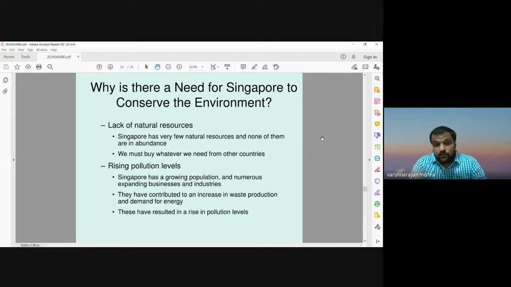There was a rising pollution level in Singapore because of rapid industrialization, because of the expanding businesses, different business offices and corporate offices. They have contributed to an increase in waste production and demand for energy, and because of this, the pollution level in that city increased. That's why there is a need for the conservation of the environment in Singapore.